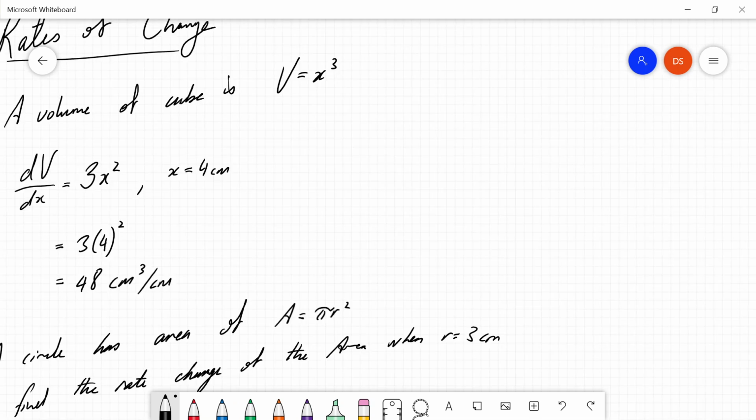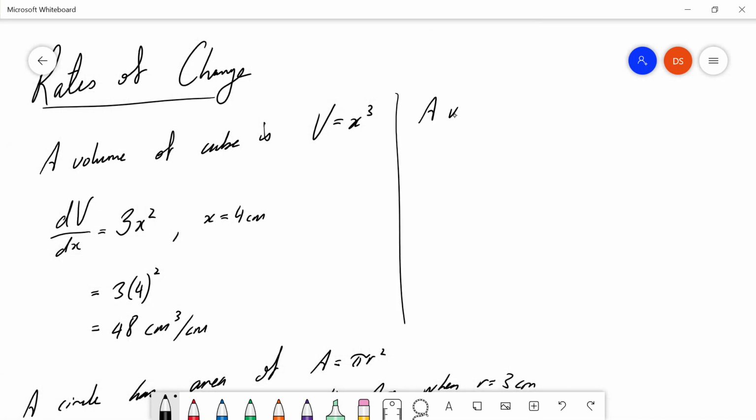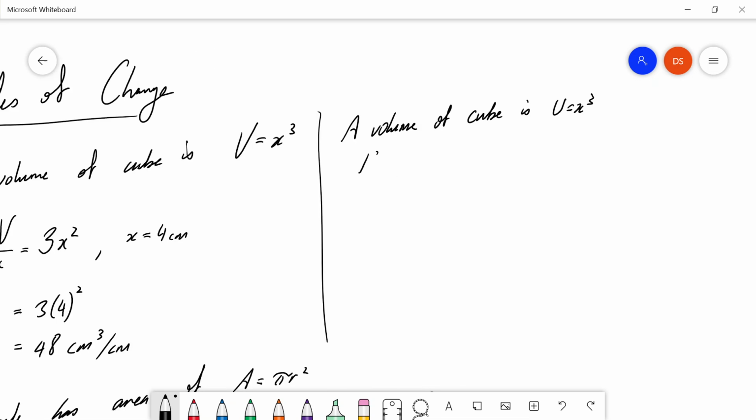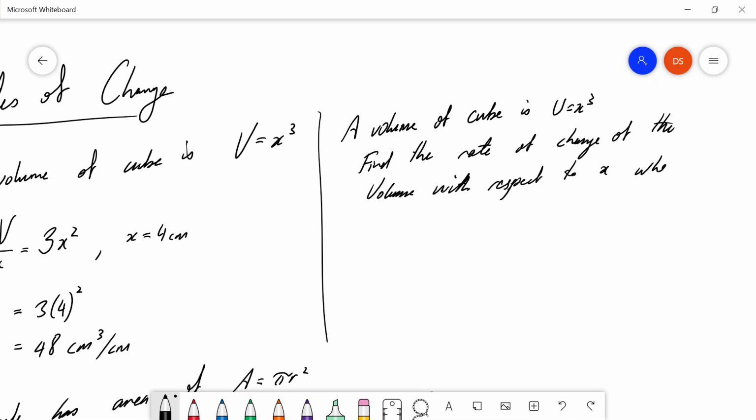So the same question up here, I could be told volume of a cube is v equals x cubed. We could be asked to find the rate of change of the volume with respect to x when the volume is 27 centimeters cubed. Okay, this question might look a little scary, but the thing is, we're still finding the same thing.